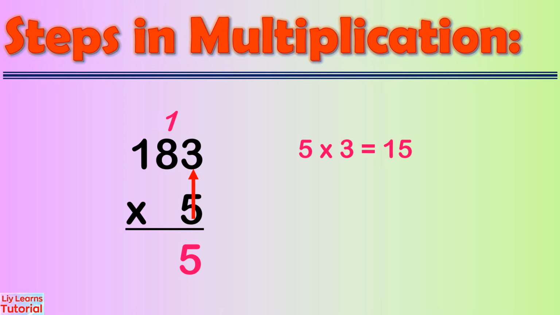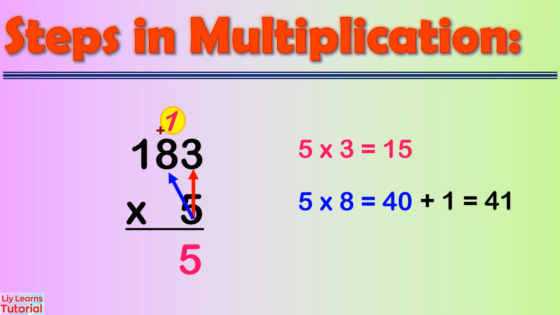Step 2. Multiply the multiplier by the tens digit of the multiplicand. That is 5 times 8 equals 40. Then, we add the number that we carry over. So, 40 plus 1 equals 41. The product is more than 10, so we carry over or regroup the tens digit, which is 4, to the higher place value in the hundreds place.